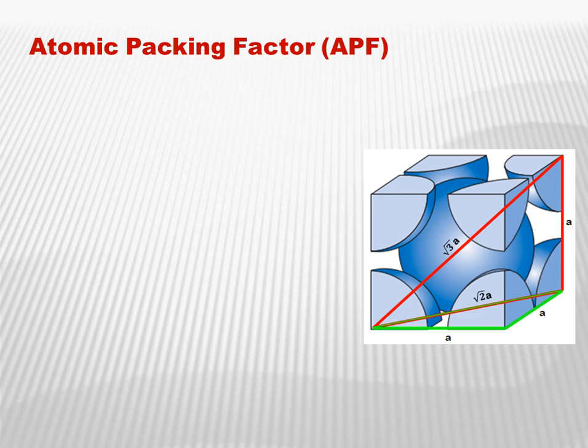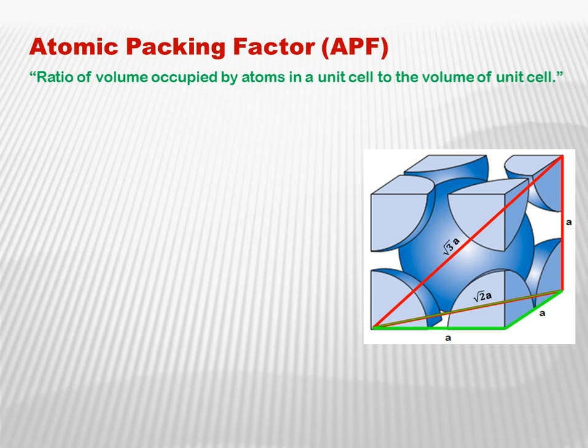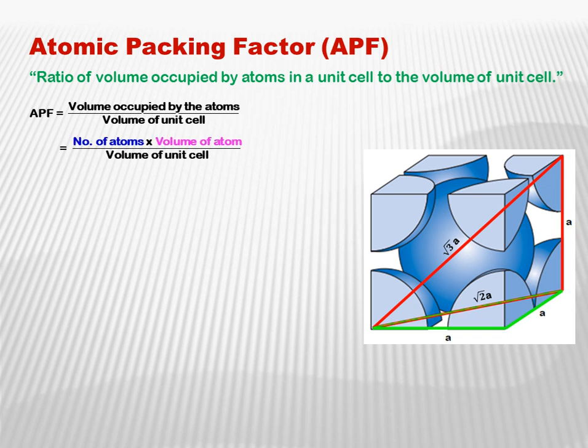Calculating atomic packing factor. It is the ratio of volume occupied by atoms in a unit cell to the volume of unit cell. This is its mathematical form. Volume occupied by atoms can be calculated by the number of atoms multiplied by volume of an atom. Since there are 2 atoms in BCC unit cell, we have put 2, and atoms are identical to spheres, therefore the volume of a sphere is entered. And the volume of the unit cell, since it is cubical, is a cubed.